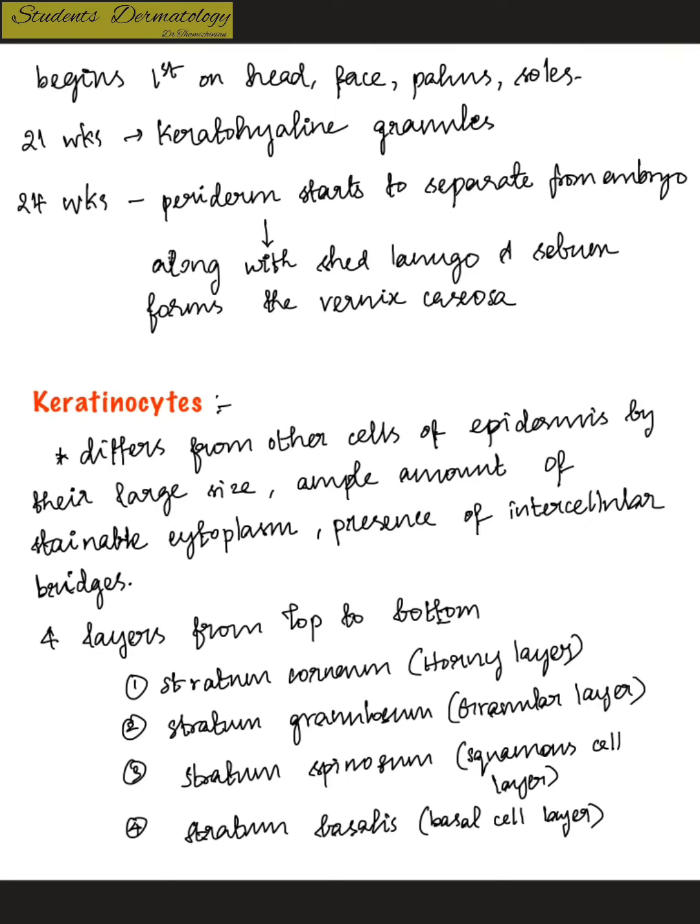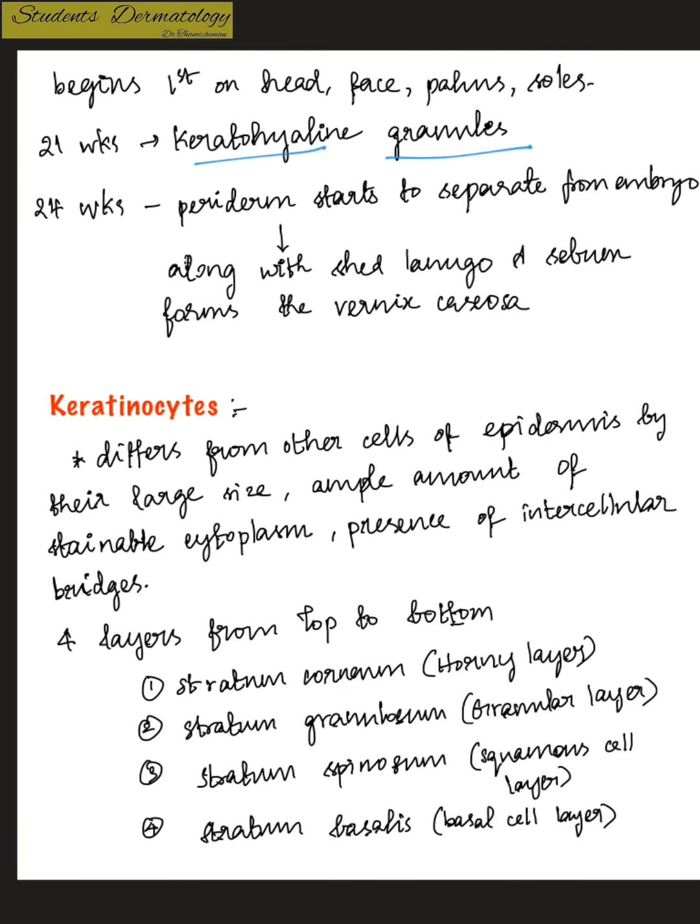So around 21 weeks, we can see the keratohyalin granules, and by 24 weeks, the periderm, which is present above the middle layer and the ectoderm, starts to separate from the embryo. So at birth, along with the shed lanugo hairs and sebum, this periderm also joins and forms the vernix caseosa.